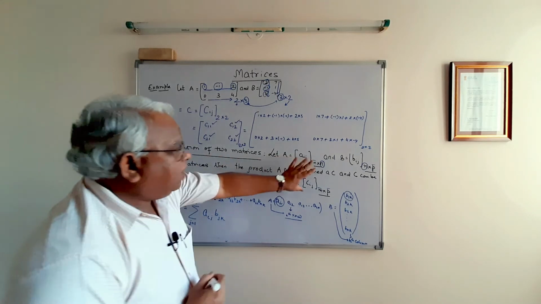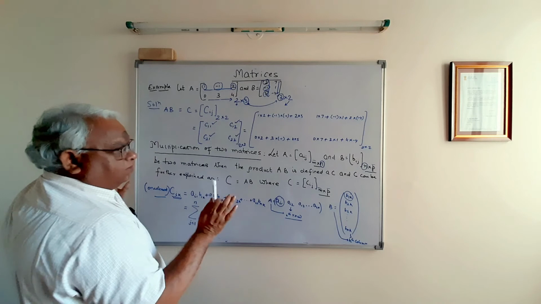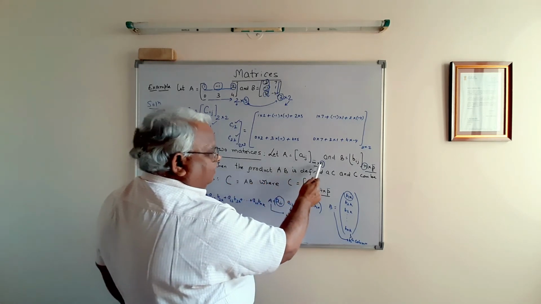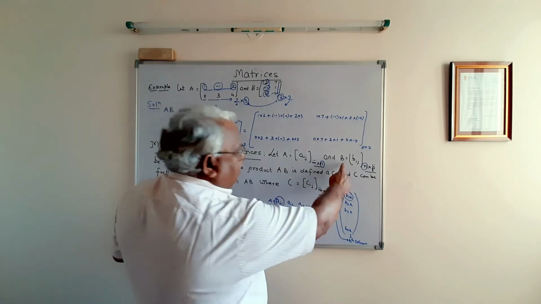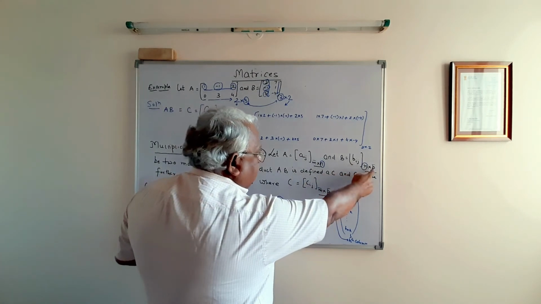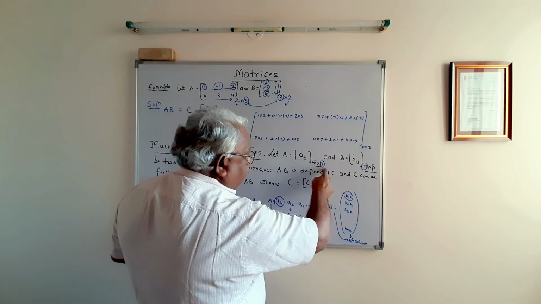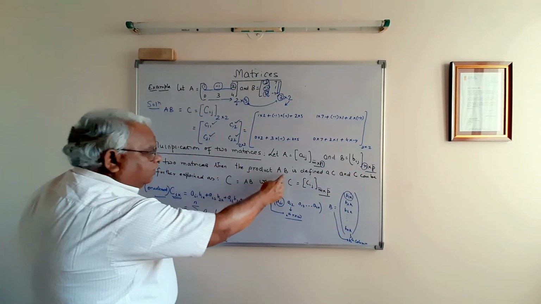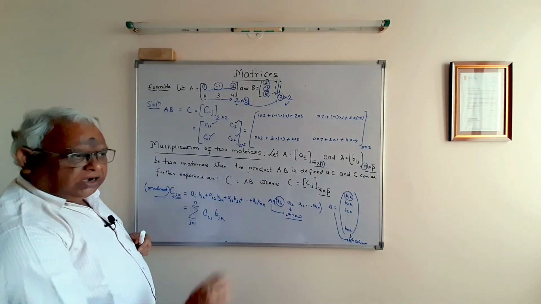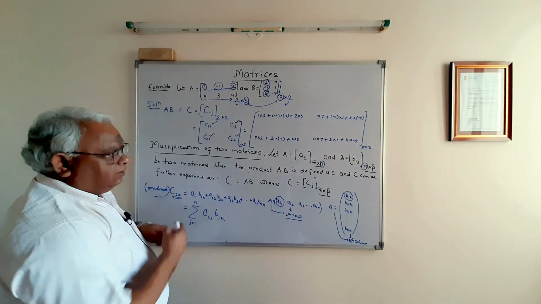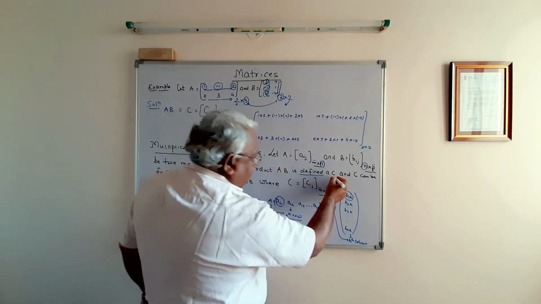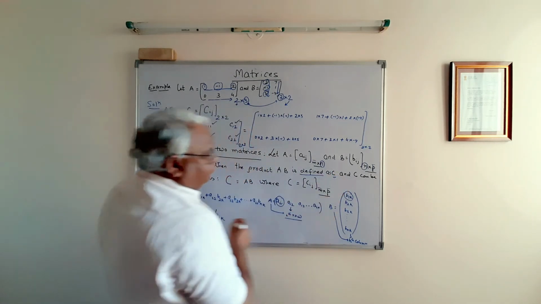Just to revise it back, let me explain once more. Let A is equal to Aij be a matrix of order m cross n and B is a matrix of order n cross p. The number of columns is equal to the number of rows, then only AB is defined. First part is over. But AB is defined as C.